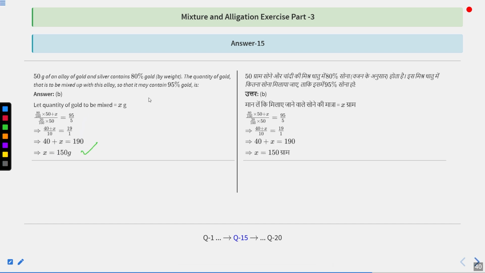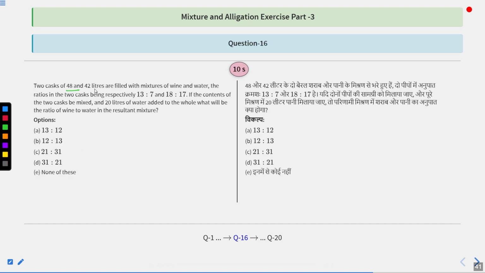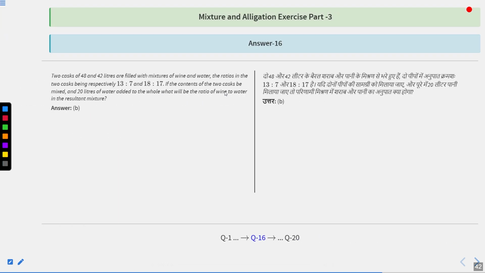Next: 2 casks of 48 liters and 42 liters are filled with mixture of wine and water. The ratio in the 2 casks is respectively 13:7 and 18:17. If the contents of the 2 casks are mixed and 20 liters of water added to the whole, what will be the ratio of wine to water in the resultant mixture? You have 5 options and 10 seconds to analyze the question. Your time starts now. Now time's up. Let's see the solution.